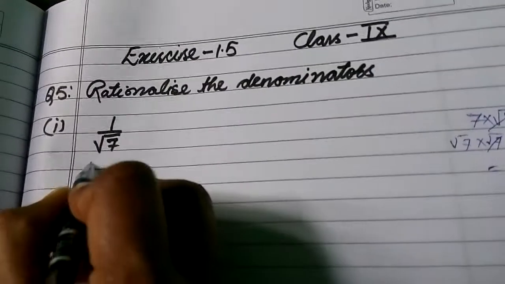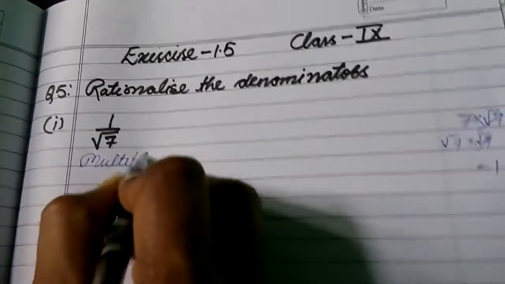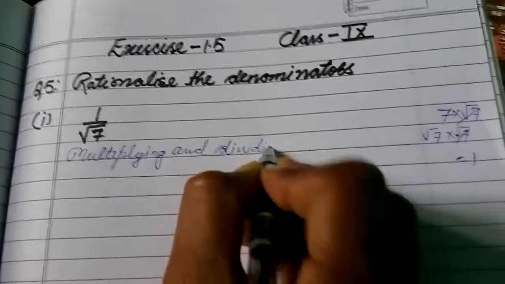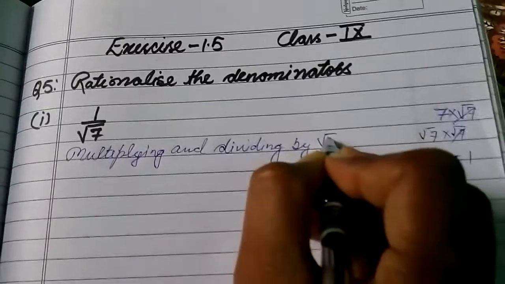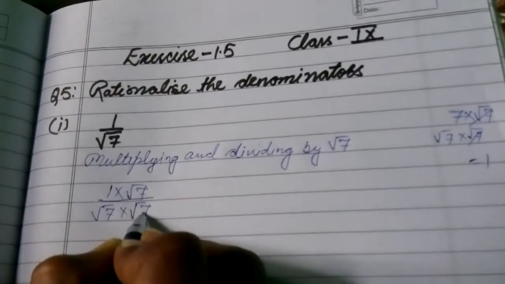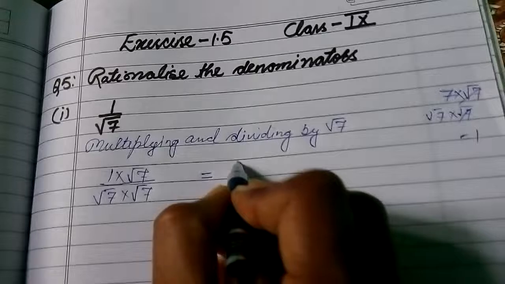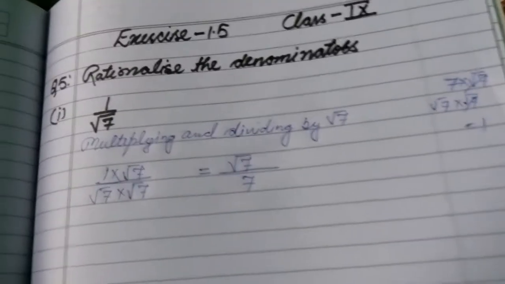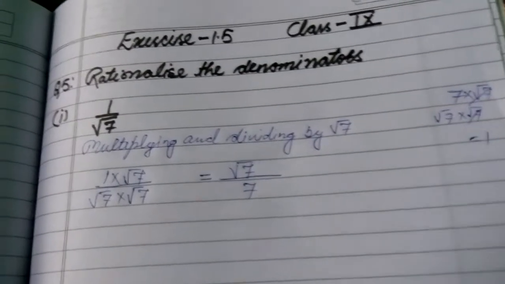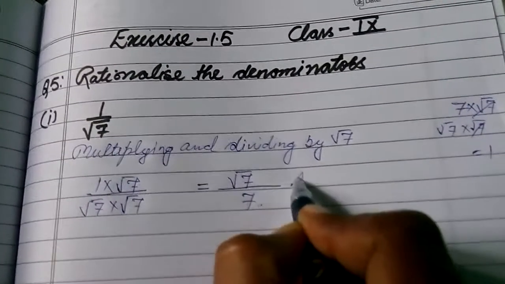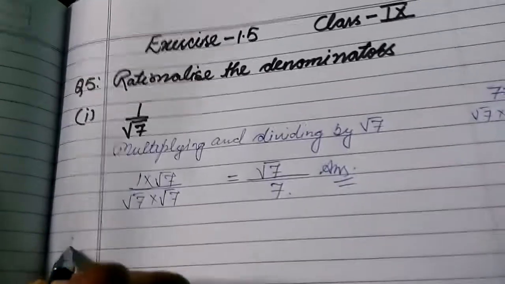Okay, now multiplying and dividing by root 7. So multiply 1 upon root 7 by root 7 upon root 7. Which will be further equal to 1 into root 7, which remains root 7, upon root 7 into root 7, you'll get 7. So in this way you have changed this irrational denominator into a rational denominator, and we stop here because we got the result that we were asked for.